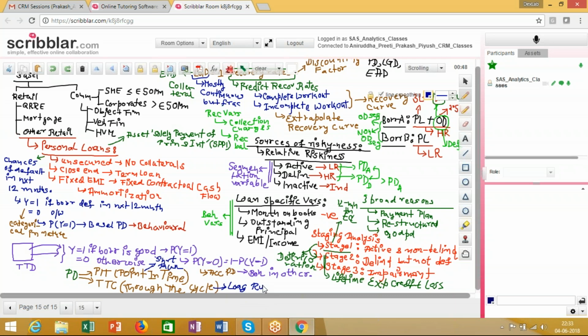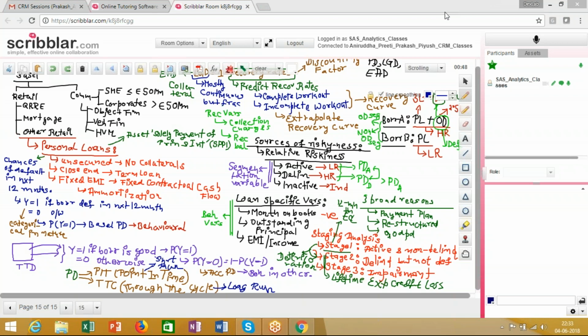So this is a long run kind of a PD. Because when you look into the word "through the cycle," you can actually make out that yes, it's a PD estimate which is being constructed with data across a business cycle, right? So that is why it is called a long run behavior.